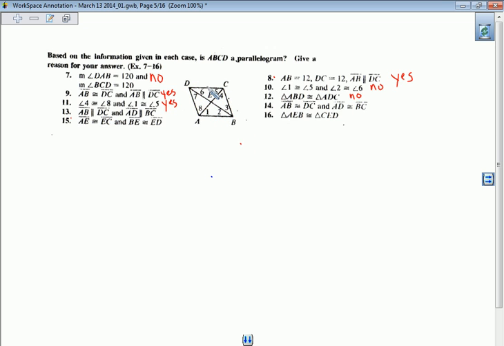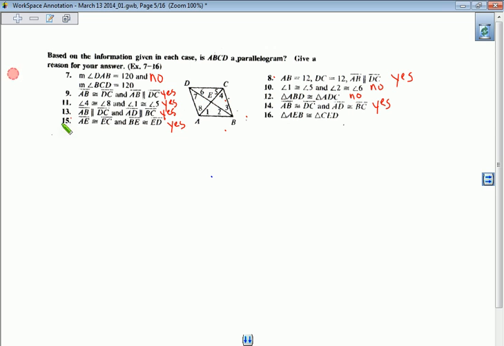AB parallel to DC and AD parallel to BC. That's the definition of a parallelogram, isn't it? Yes, no confusion there. Okay. AB congruent to DC and AD congruent to BC. Yes. Two pairs of opposite sides are congruent. AE, EC, BE, and ED. Is that enough? Yes, the diagonals bisect each other.